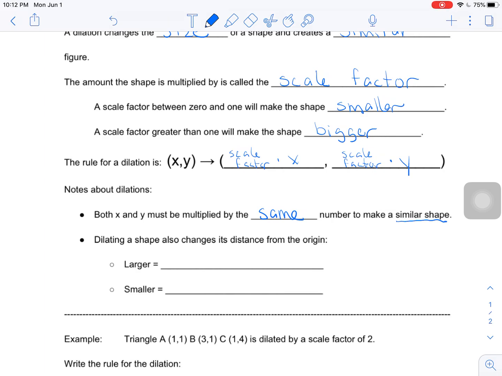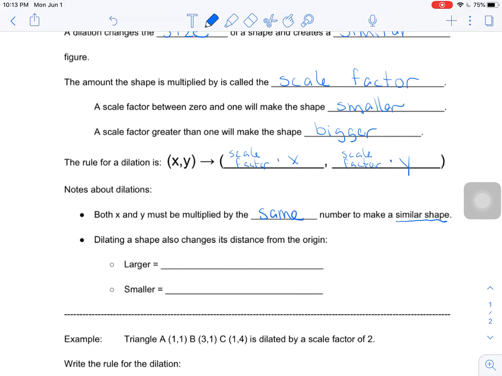It would be like the ones on the activity where the square turned into a rectangle. Those aren't correct dilations because they're not actually making a similar shape. They're changing the shape, and we don't want that. So that is a rule for dilations. Whatever scale factor you're multiplying by, x and y have to be multiplied by that same number for it to be a correct dilation.